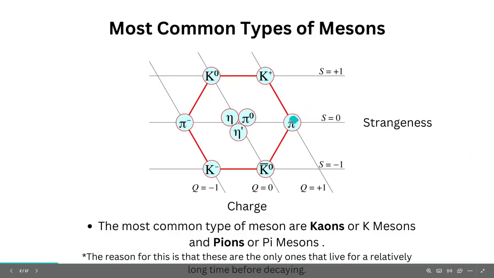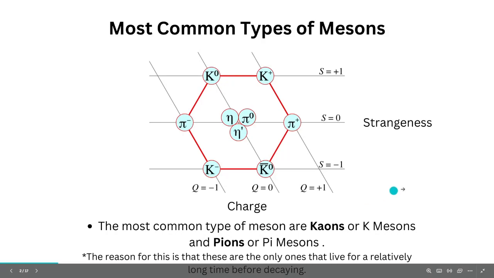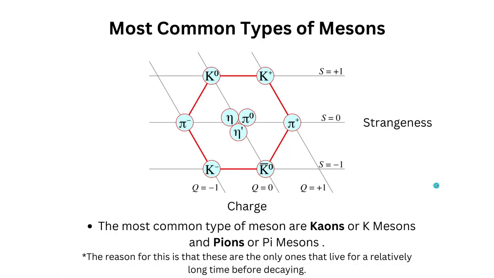So these are the most common types of mesons, which are your kaons and your pions. The reason for that is because they are the only relatively long-living mesons, and after that they just decay really fast. Other mesons decay much faster than the kaons or pions do. And here you can see their strangeness values and their charge values.